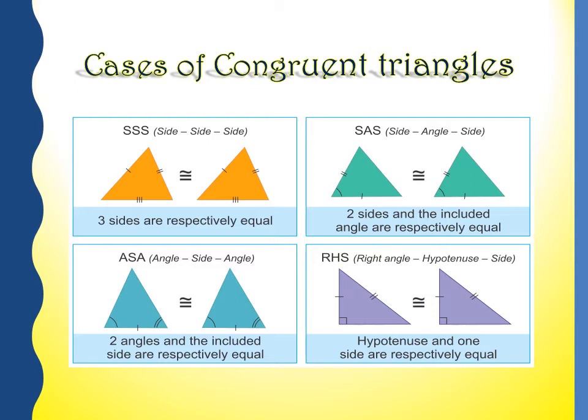And the last case, in the right angle triangle, if the hypotenuse and one side are respectively equal, so these two triangles are congruent. I can say that I have four cases in the congruence of the triangles: side, side, side; side, angle, side; angle, side, angle; and in the right angle triangles, hypotenuse and side.